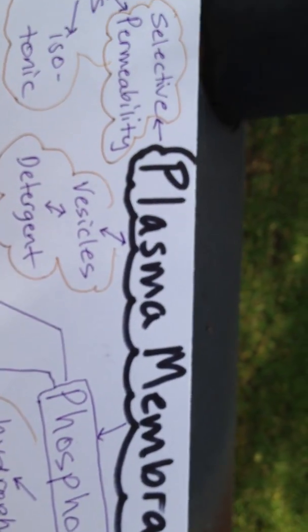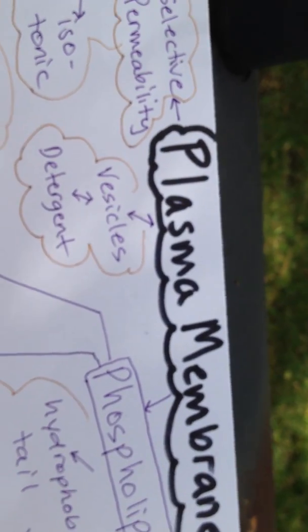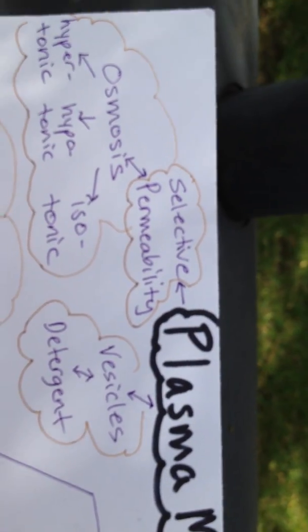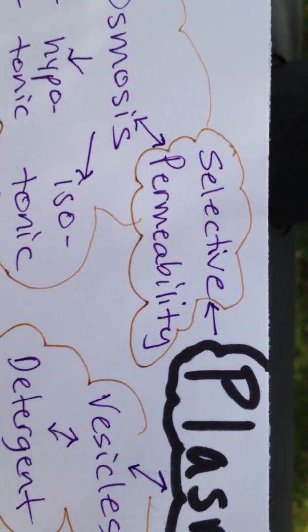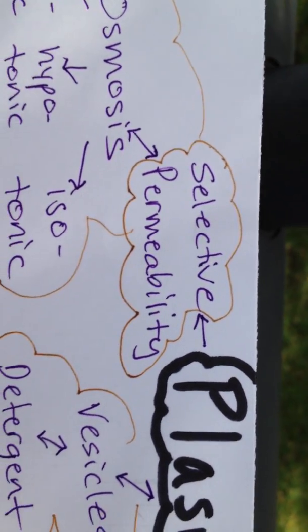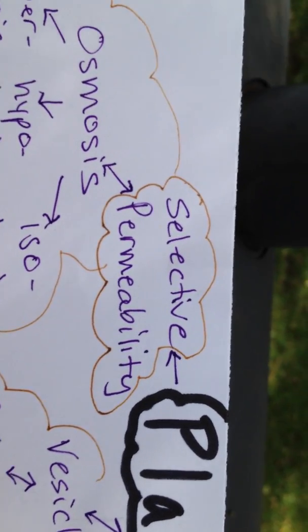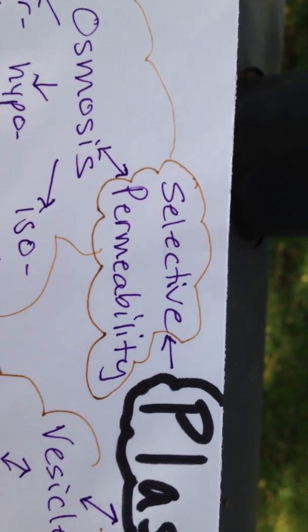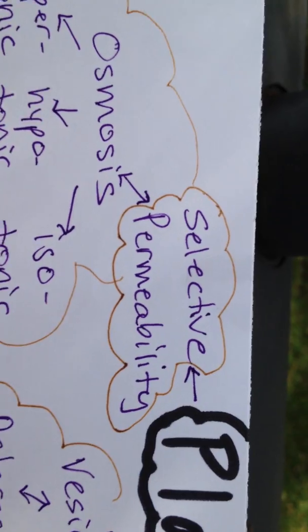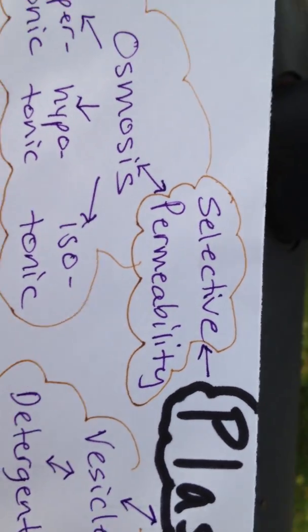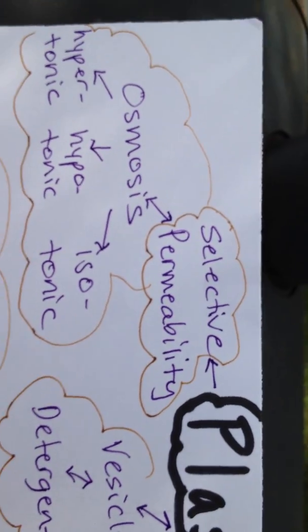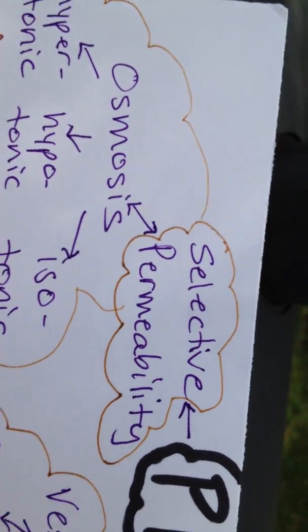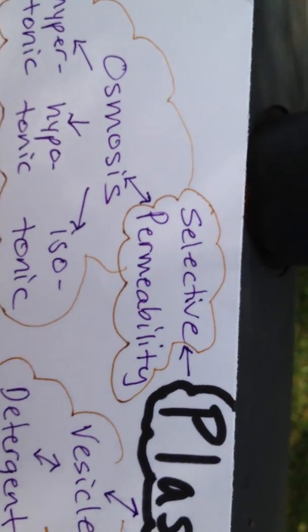Now let's go to the way that molecules can slip in and out of a membrane. That is through selective permeability. That means that the membrane is selective to what it lets in and out of its cell, in and out of its barrier, actually. Mostly small molecules and specific ones can go in and out of that.